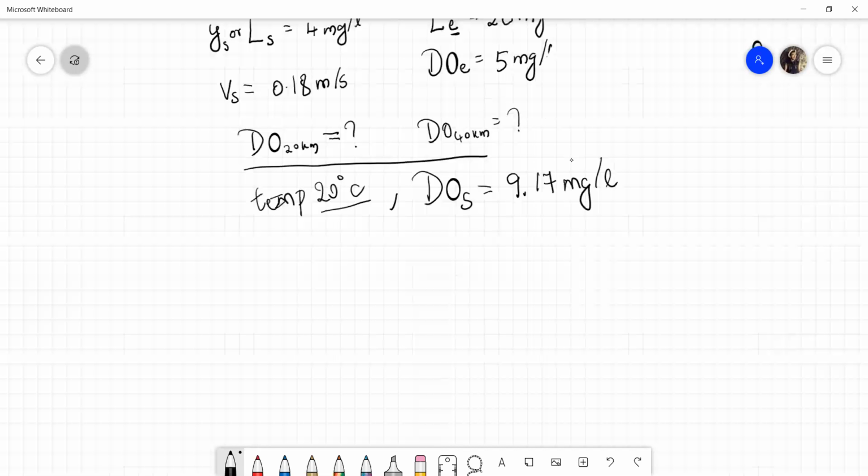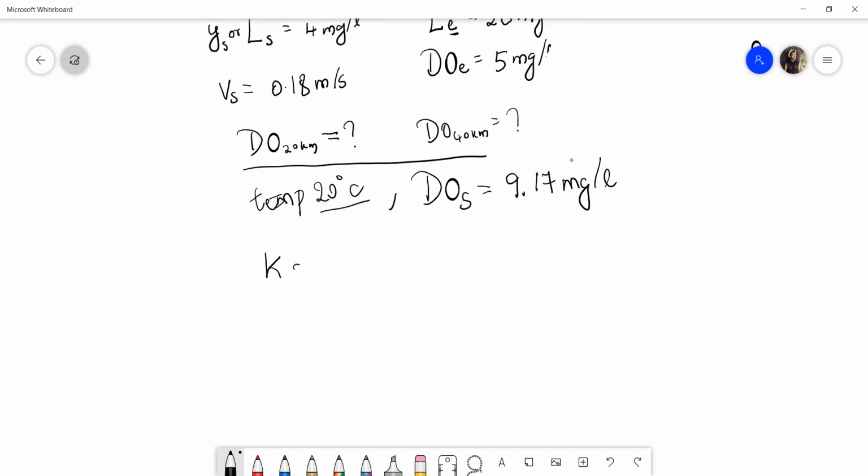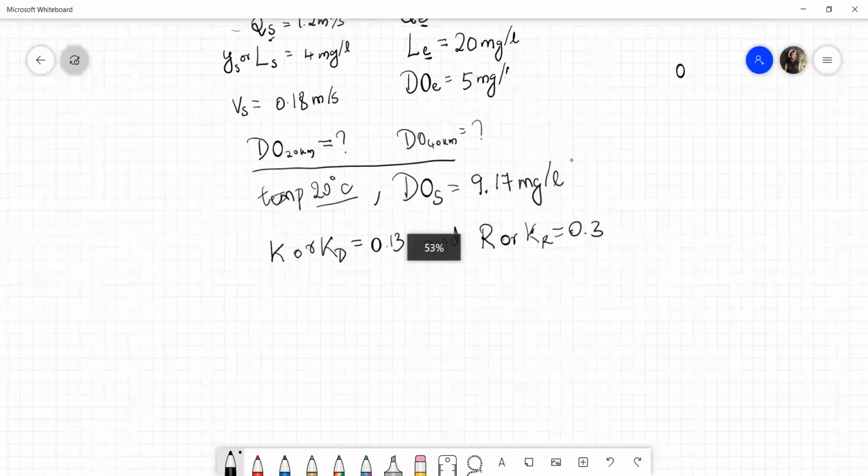Then we have given the values K, or we can take it as KD. So whatever you want, you can take it, KD or K. That is the deoxygenation coefficient, we can take it as 0.13, and reoxygenation coefficient, that is R or KR, you can take it as 0.3. These things are given in the question.